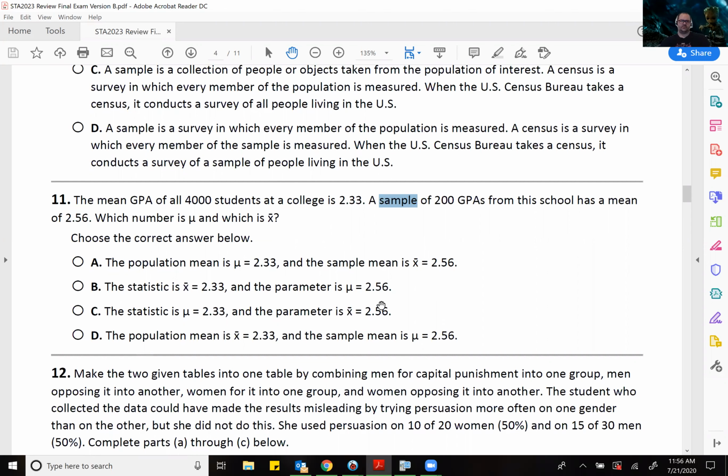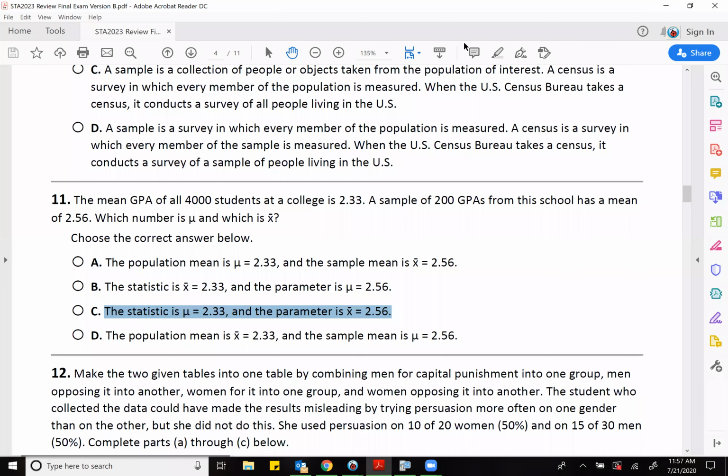Although this is also true as well. Sorry, I thought there were possibly two answers on this, but I read it wrong. So it says the statistic is mu, and that's not right. Statistics are reserved for English letters, not Greek letters. So it is A.